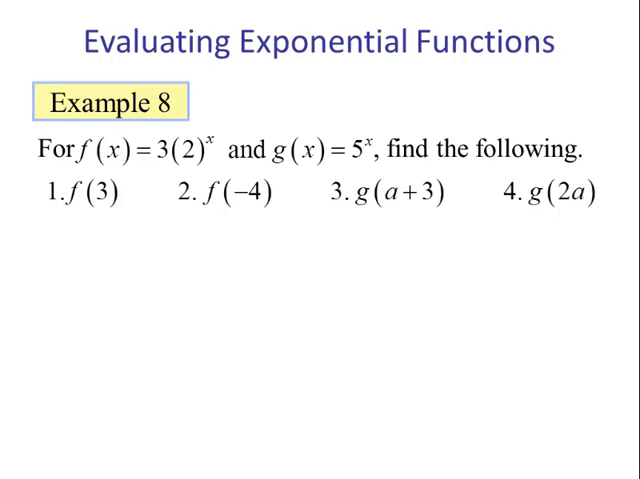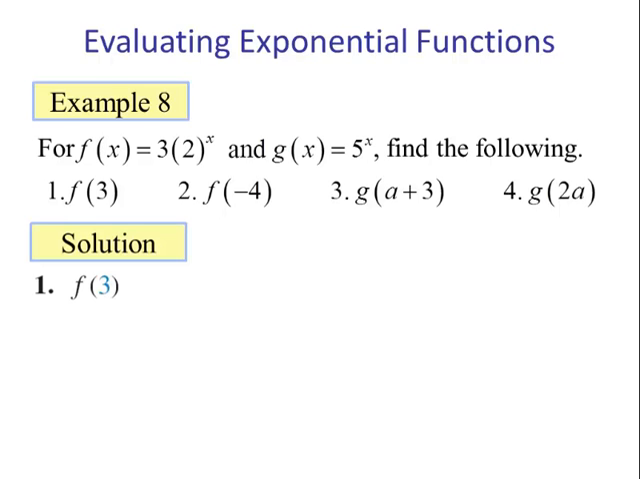Example 8. For f of x equals 3 times 2 to the x power and g of x equals 5 to the x, find the following. Number 1, f of 3. Number 2, f of negative 4. Number 3, g of the expression a plus 3. And number 4, g of 2a.